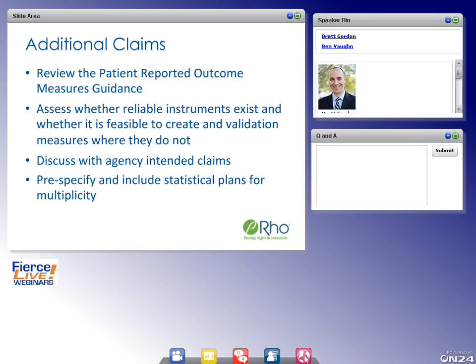Always discuss with the agency any intended claims. Earlier is better. If you just throw it in your submission and expect to get something, that rarely works. You really need to have some buy-in early from the agency.